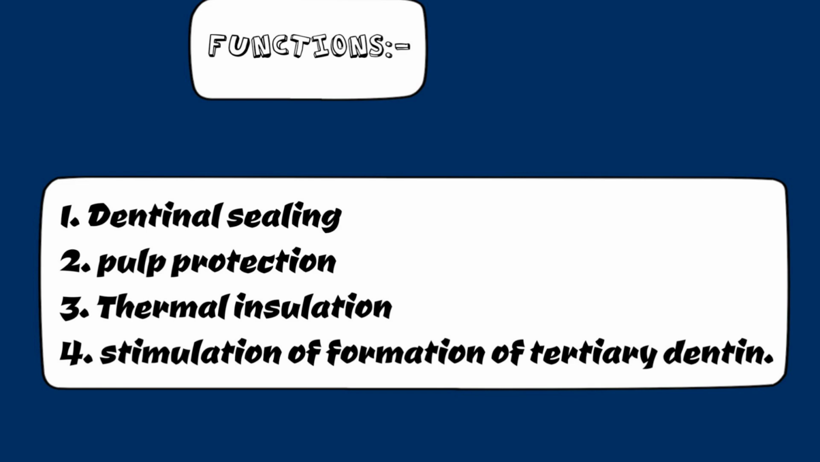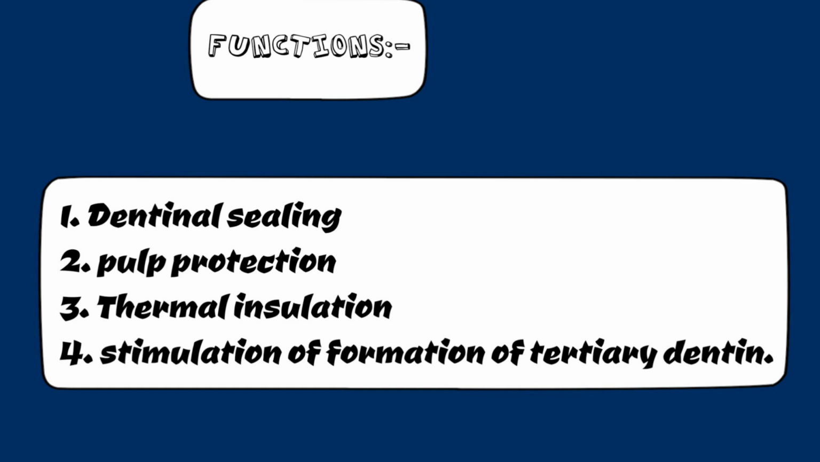What are their functions? First is dentinal sealing. It prevents tooth decay by sealing the dentinal tubules. Second is pulp protection. It protects the pulp against various types of chemical or mechanical stimulants. Third is thermal insulation. It reduces the heat transfer to the pulp, so it protects the pulp against thermal stimulants. Fourth is stimulation of formation of tertiary dentine.